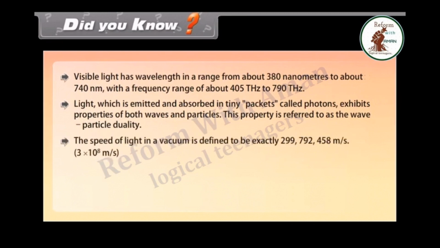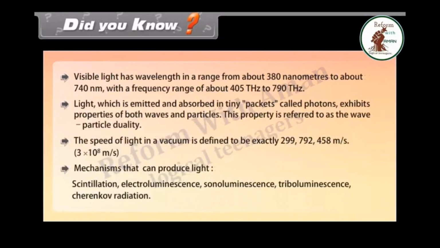The speed of light in a vacuum is defined to be exactly 29 crores 97 lakhs 92,458 meters per second, that is 3 into 10 raised to the power 8 meters per second. Mechanisms that can produce light: scintillation, electroluminescence, sonoluminescence, triboluminescence, Cherenkov radiation.